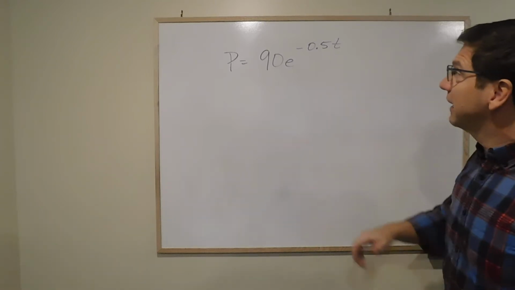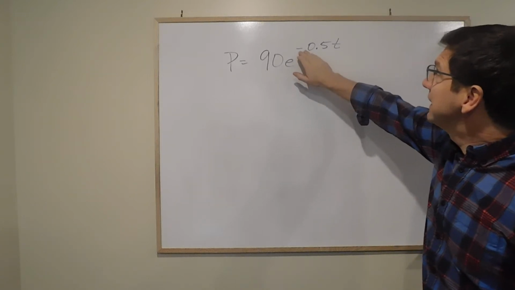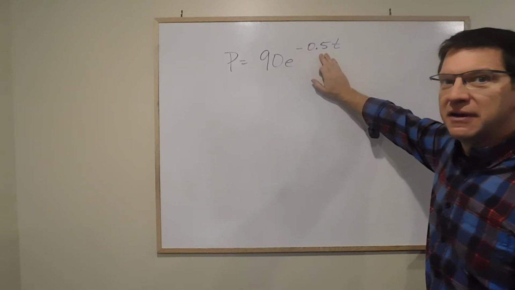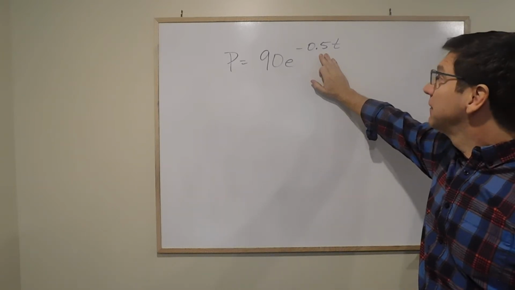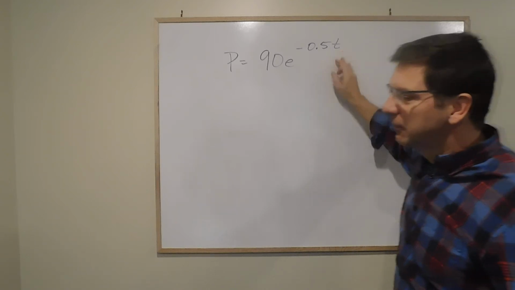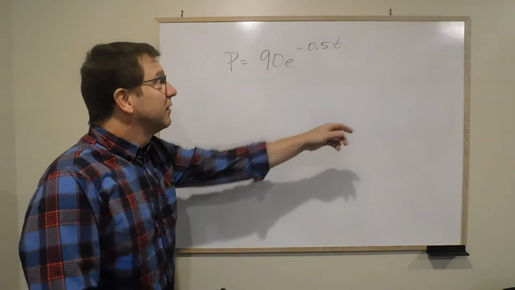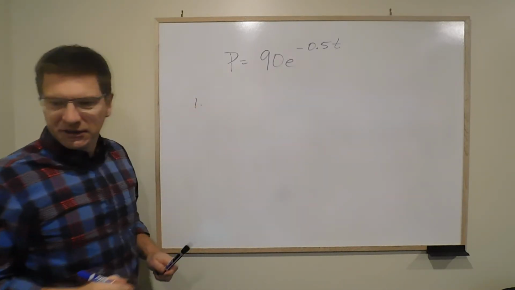If you think back to the last slide, e is that constant 2.7. Negative 0.5 is our growth or decay constant, right? And t is time. That's another variable. So what we need to do, if we look at number one, the question is this.